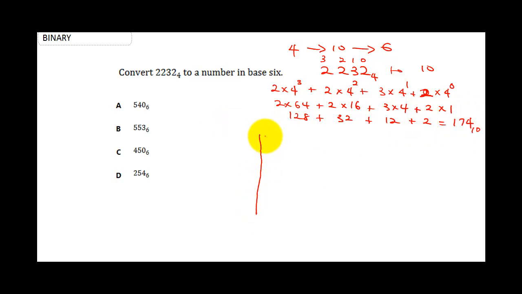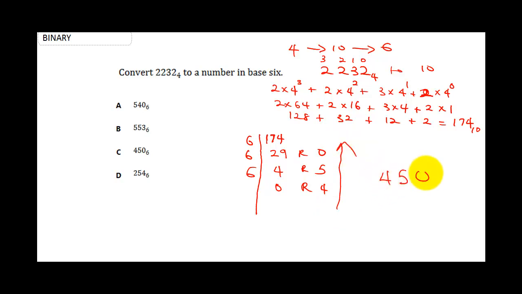So we need to convert 174 to base 6. Now 6 into 174 gives us 29, remainder 0. So we'll have 6 into 29. We're going to get 4 remainder 5, and 6 into 4, we have 0 remainder 4. So counting from here, we're going to have 4, 5, 0 base 6.